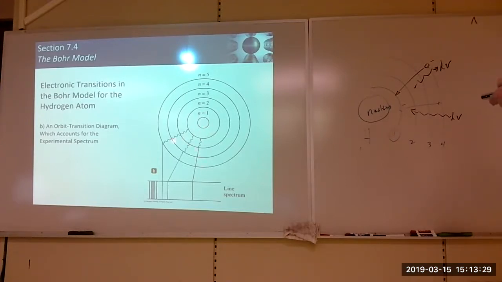So we got three wavelengths here. It's just missing the fourth one. So it's missing this one right here. That should still be in the visible range. So what may be, I don't know what it would be.